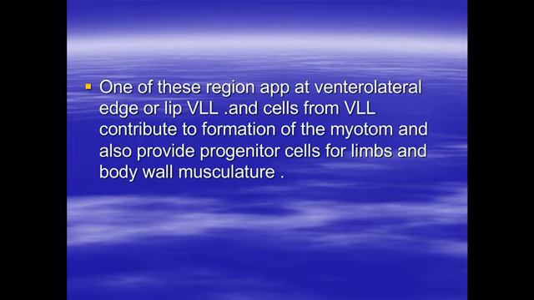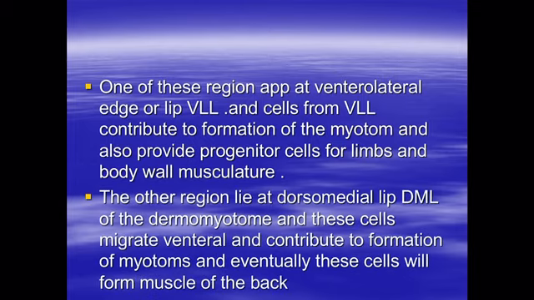One of these muscle forming regions appears at the ventrolateral edge, or they call it the ventrolateral lip. And the cells from that lip contribute to formation of the myotome and also provide progenitor cells for limbs and body wall musculature. The other region lies at the dorsomedial lip. And these cells migrate ventrally and contribute to formation of the myotome, and eventually these cells will form the muscle of the back.